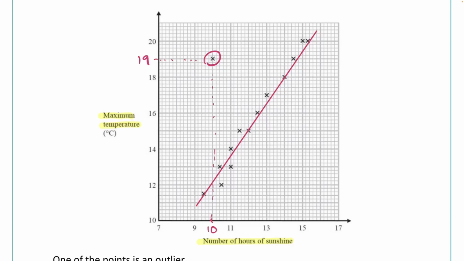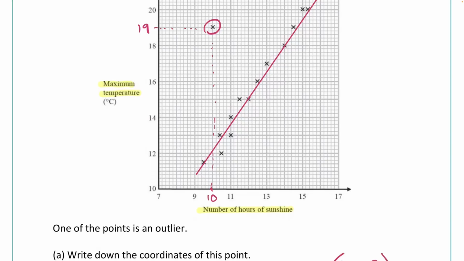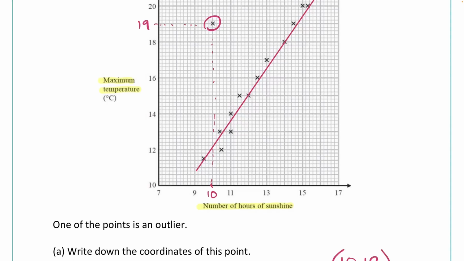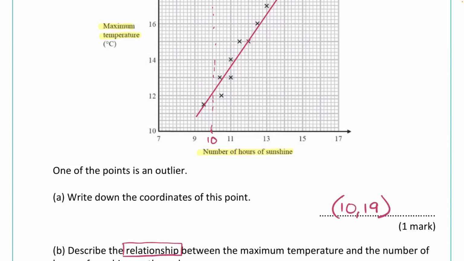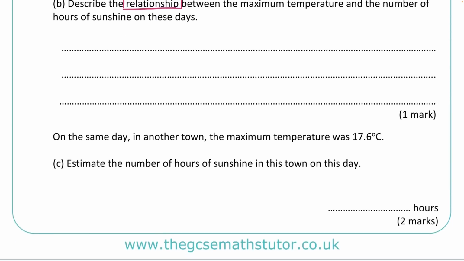So I would tend to say as one of these is increasing, so is the other. Or if the graph had a negative correlation, we'd say as one increasing, the other was going down. This has a positive correlation, so we're going to use the language on the axes. As the number of hours of sunshine increases, the maximum temperature increases. And there we go. So that would be a description for the relationship.